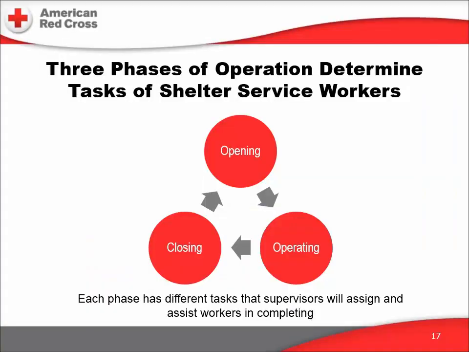The 3 phases of operation determine the tasks of shelter service workers. Each phase has different tasks that need to take place, and you will help perform them as a shelter service worker. Each phase has different tasks that supervisors will assign and assist workers in completing.